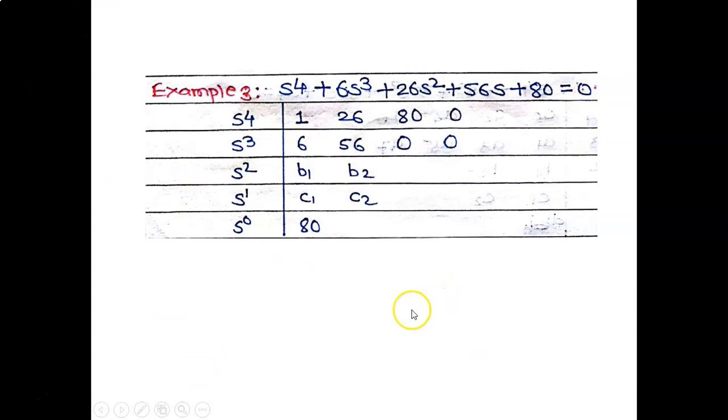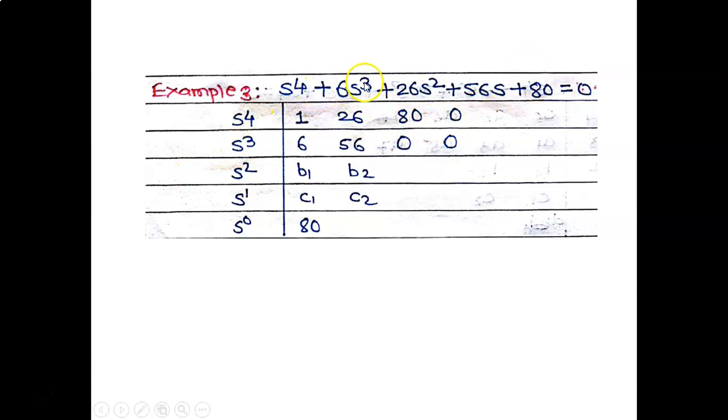Now we will see example 3. S raised to 4 plus 6 S cube plus 26 S square plus 56 S plus 80 is equal to 0. Therefore again we will write down here S raised to 4, S cube, S square, S1, S raised to 0. The coefficient of S raised to 4 is 1, so write here 1. After S raised to 4 you take S square: you skip one term and take the next term. Therefore 26. After 26 you take 80, and then 0.